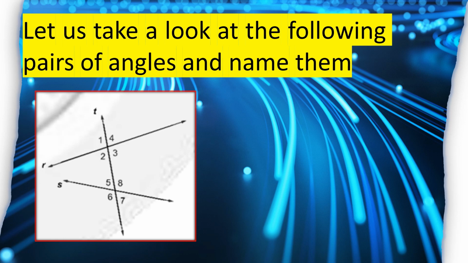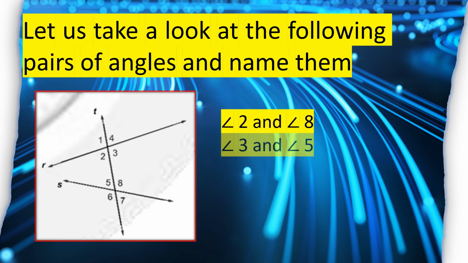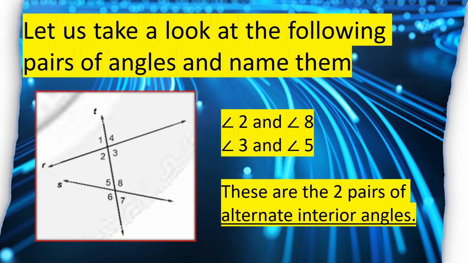Okay, we will be using the same figure. So let us have angle 2 and angle 8, angle 3 and angle 5. These are the two pairs of alternate interior angles. Interior angles are angles inside the two lines being intersected by the transversal. As you can see, angle 2 and angle 8, one is on the left and one is on the right side of the transversal. So when we say alternate interior angles, one is located at the left and one is located on the right of the transversal, found inside the two lines being intersected.